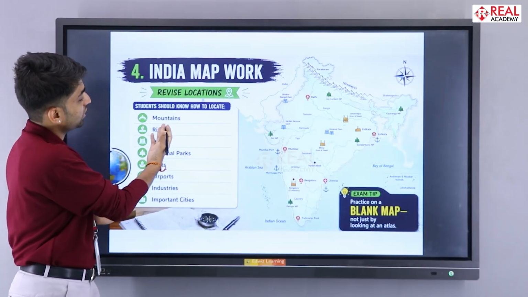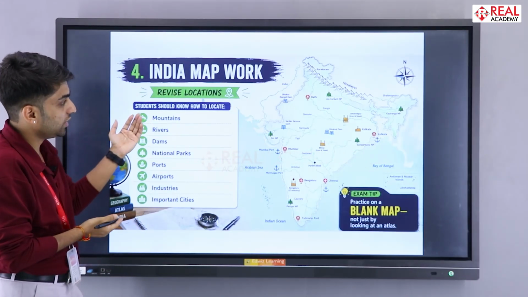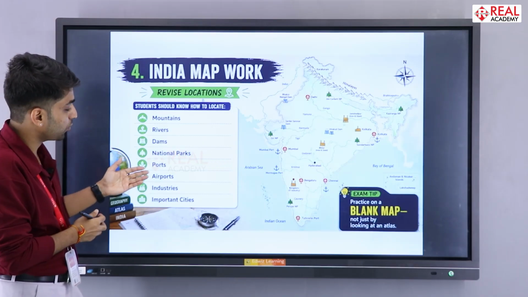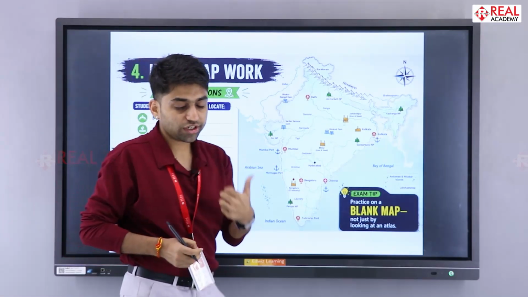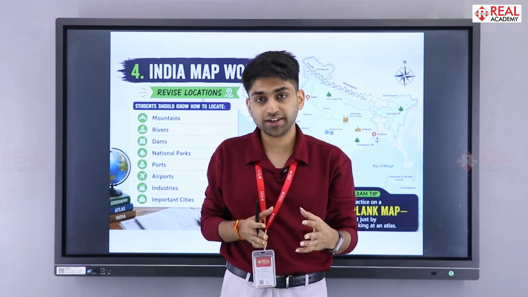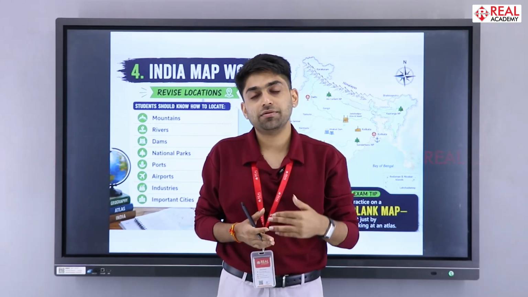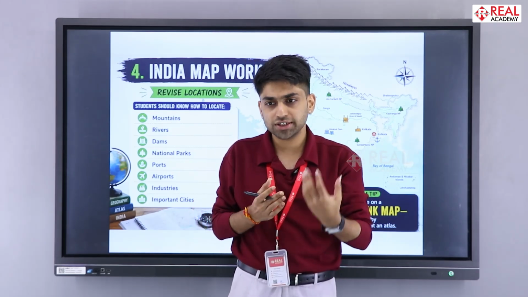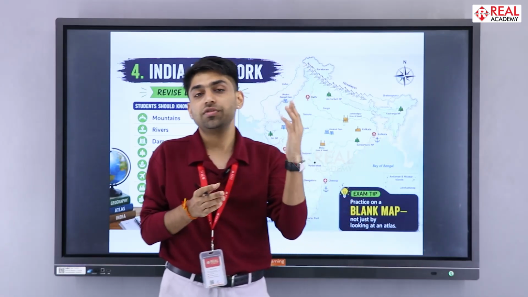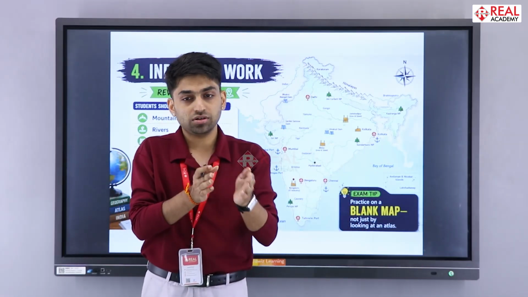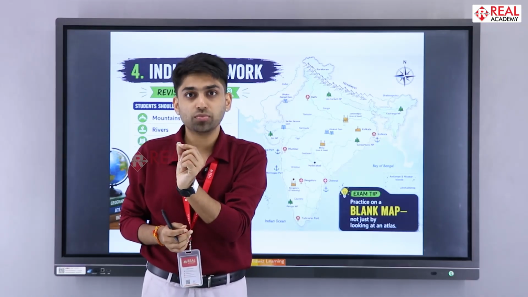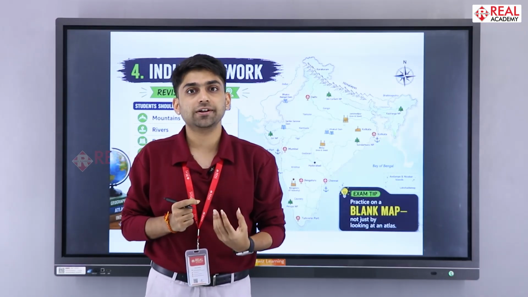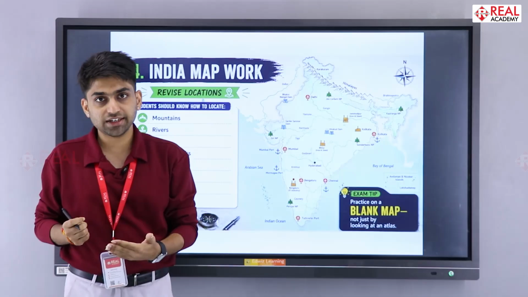First, we can go with the basic things: mountains, rivers, dams, national parks, ports, airports, industries, important cities. First, you need to know which city is where on the Indian map, in which state it is, what the national capital is, then which river is flowing from which state. For this also you need to write these things in your notebooks, which river is flowing from which state, then the capitals of the states of India.